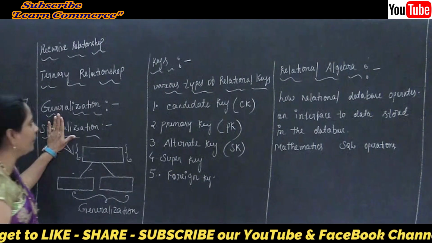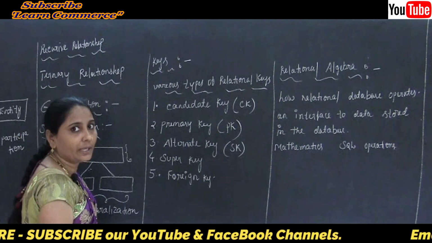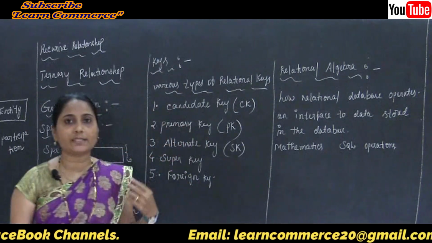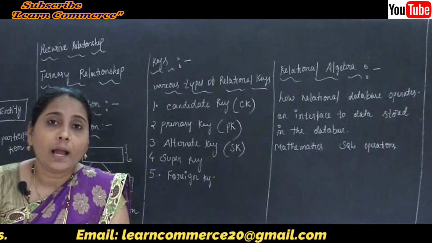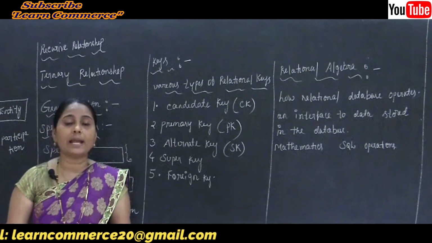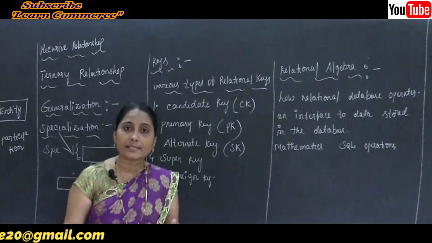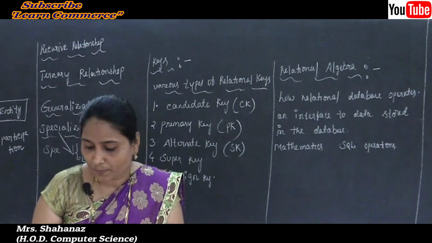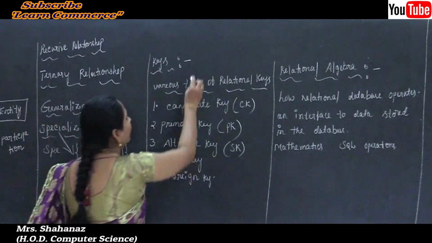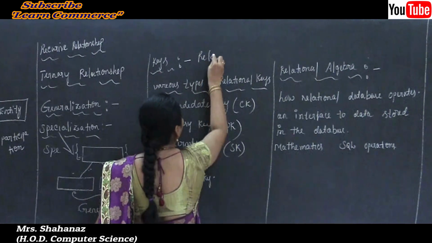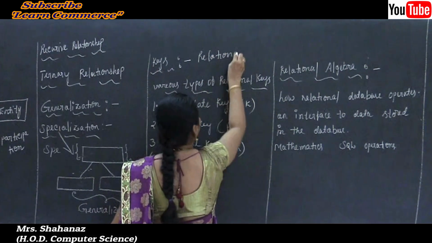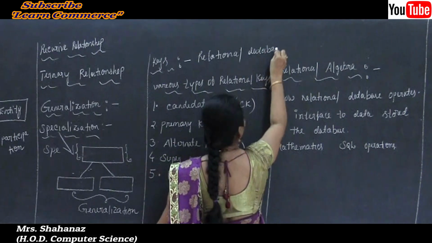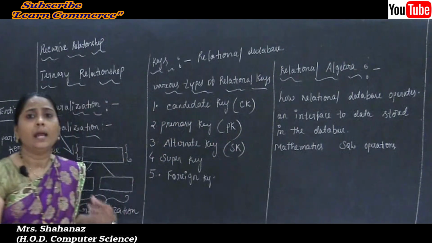After completing generalization and specialization, the next very important concept is called keys. What is the meaning of keys and why are we using such keys? The word key is used especially in relational database design. Now what do you mean by relational database design? The relational database design is simply called the table.